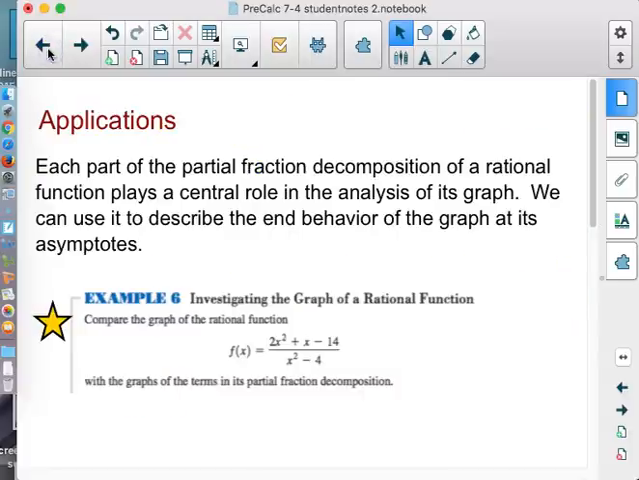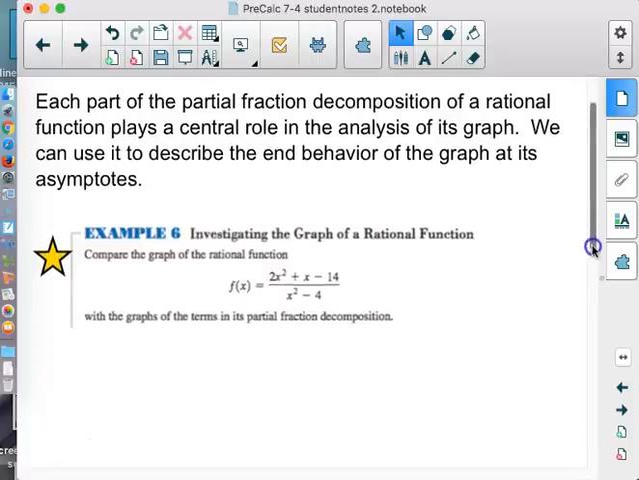Let's talk about what we need, which is another part of our objective, and that is, does this help you when you're graphing? It does. Each part of the partial fraction decomposition of a rational function does play a central role in the analysis of its graph. We can use it to describe the end behavior of a graph at its asymptotes. But we better see this first so that we're sure that's something we can do.